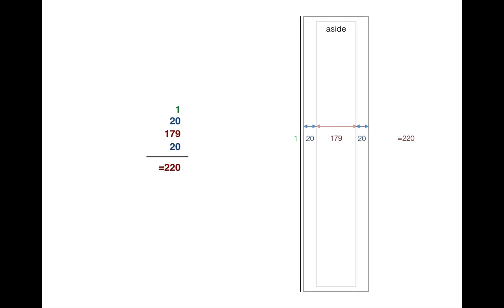But here I have not only the 20 pixels of padding on either side, but I also have a 1-pixel border that's going to be on the left. And so I have to account for the border as well. So the 1-pixel border, the 20 pixels padding, 179 pixels for the main aside, and then 20 pixels more for padding, that equals 220. So you've got to calculate these things beforehand so that you can type them in simply when you're doing the code. So let's go to the code and let's start this page.